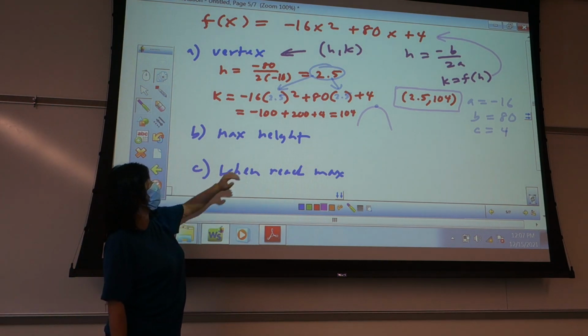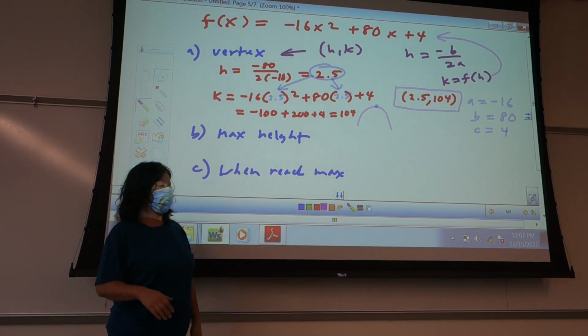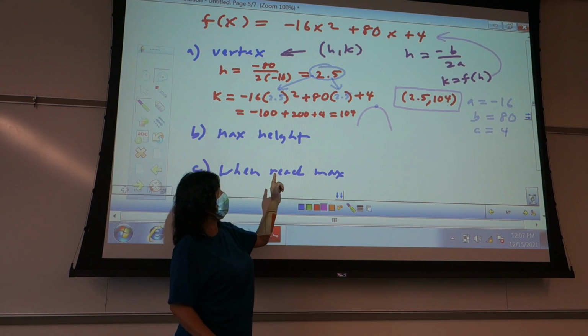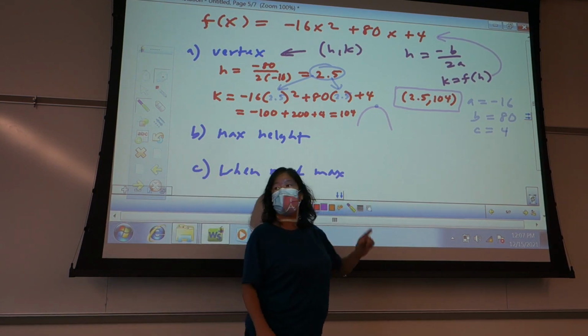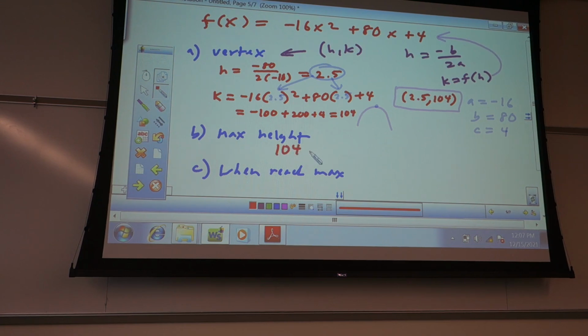All right, so then what's the maximum height? 104. That's my y. When does it occur? When my x is 2.5 seconds. Does that sort of follow? Does everyone see that? Maximum height is 104 feet. When does it reach it? At 2.5, I think it's seconds. But it's from the vertex.